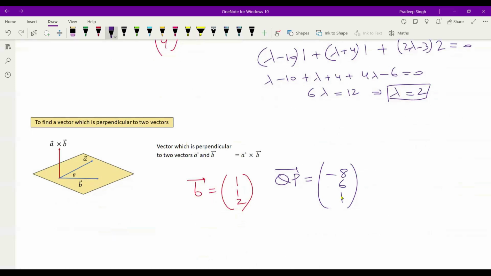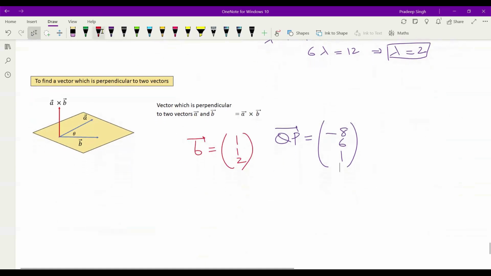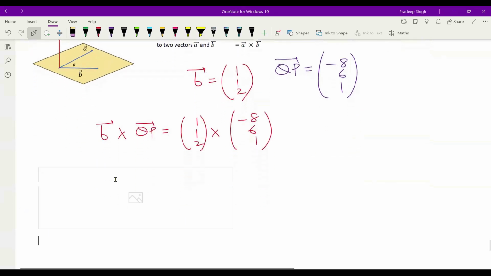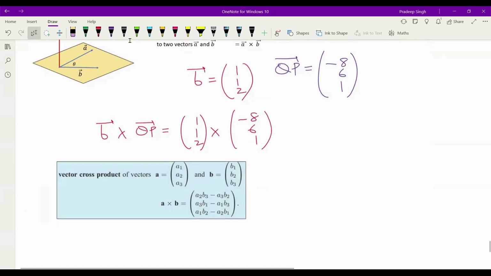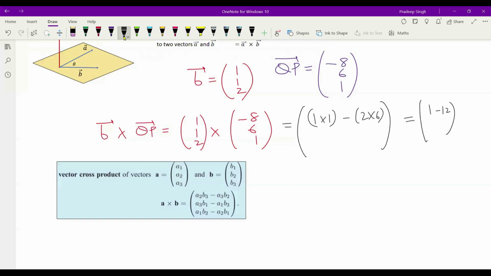Now, since the vector which we need to find needs to be perpendicular to both B and QP, that vector is nothing but the cross product. So we'll do B cross QP. Let's figure that out: 1, 1, 2 cross minus 8, 6, and 1. And how do we find the cross product? We use the formula, right? So in this case, let's use the same logic. For the x component, we'll write 1 into 1 minus 2 into 6, which is 1 minus 12, which is negative 11 as the x component.